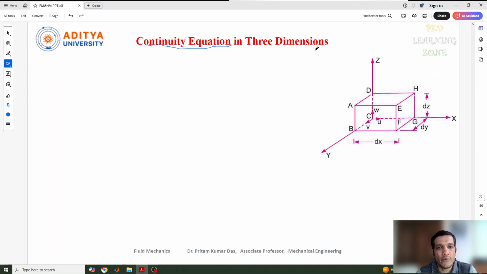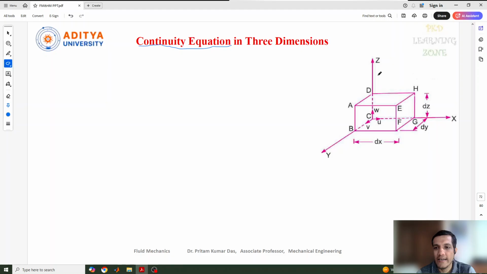Now this continuity equation is fully based on the conservation of mass. And the conservation of mass says that mass is neither created nor destroyed. It can only be shifted from one space to another. So this continuity equation can be derived by considering a small fluid element.